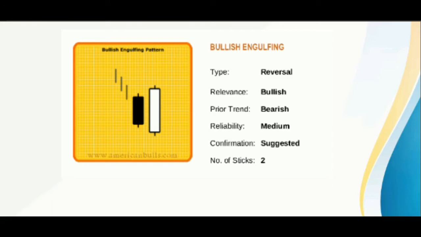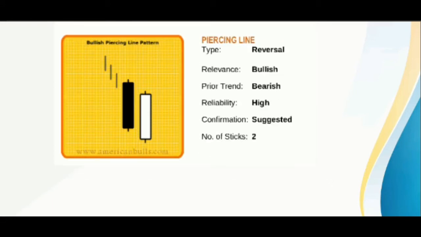So the next one is the piercing line. The market moves down in a downtrend. The first black real body reinforces this view. The next day the market opens lower via a gap. Everything now goes as the bears want it.